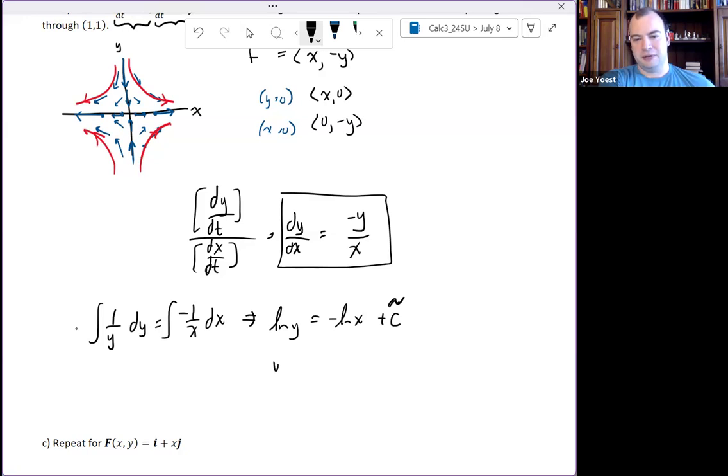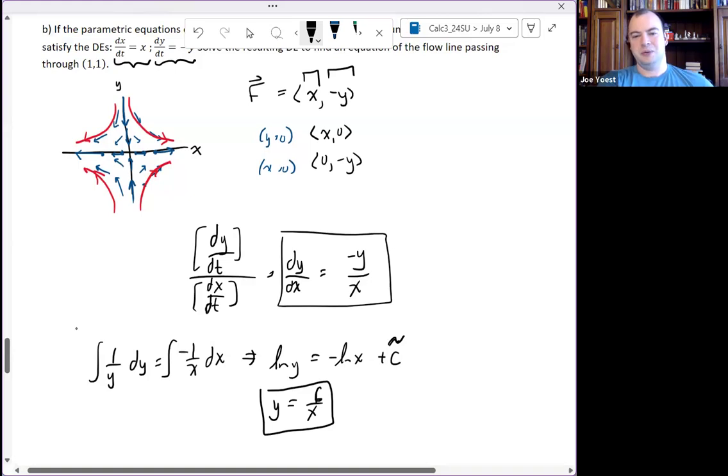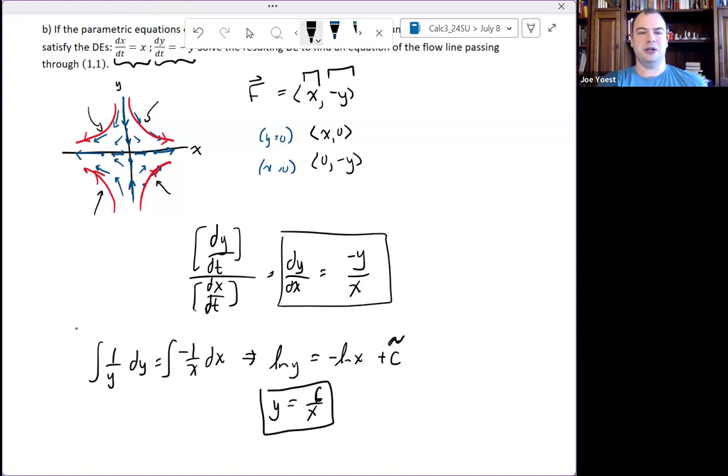So I see that y is, well, negative log of x is log of x to the minus 1, or log of 1 over x. So that's 1 over x. And then this plus c tilde can become a log of c and come inside the same log. And this just gives me c over x. So something like y equals 1 over x might give me these two red curves, and something like y equals negative 1 over x gives me those two red curves.